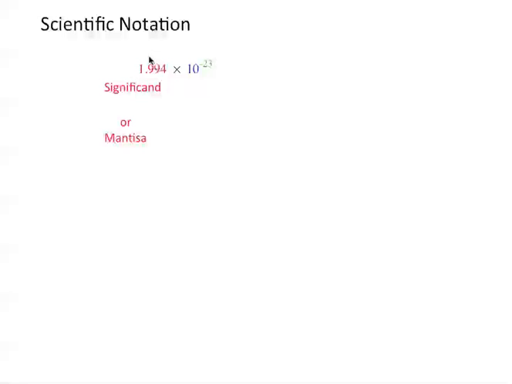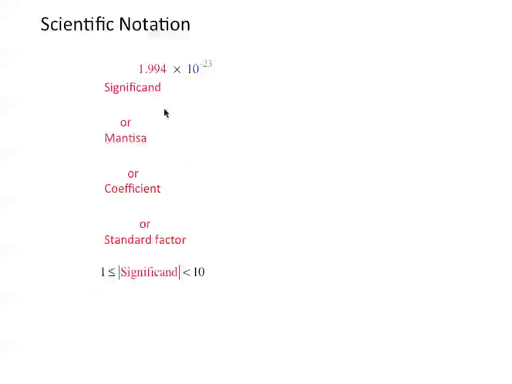Okay, so the significand, that's the part before the times 10 to the whatever. It's called the significand or the mantissa, or some people call it the coefficient, or it's also called the standard factor. Amongst its friends, it's called the standard factor. Everyone else just calls it the significand.